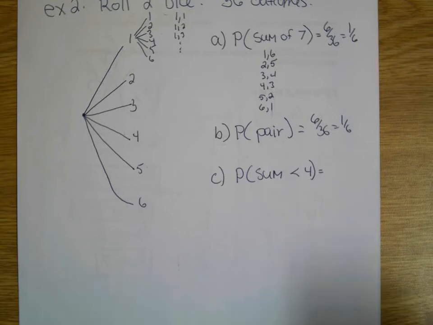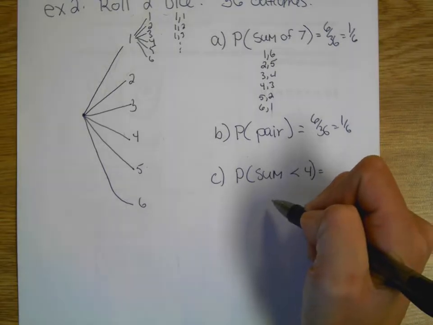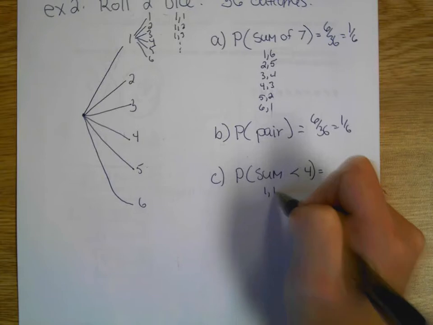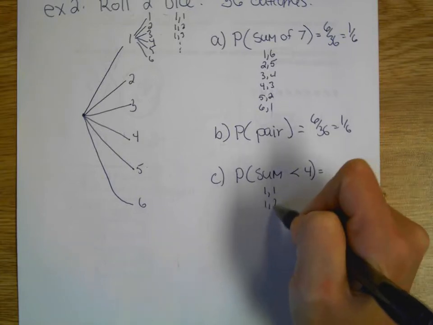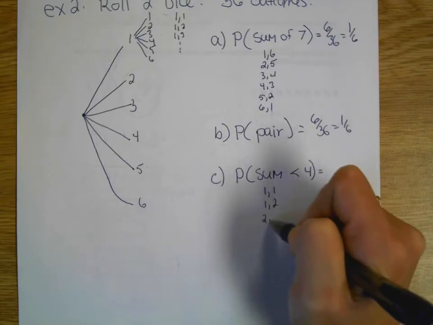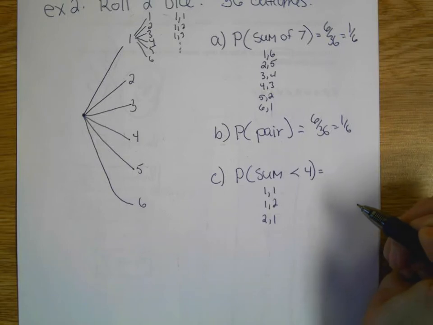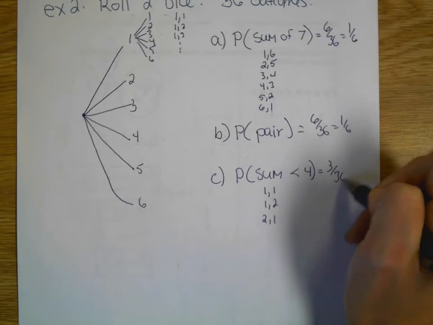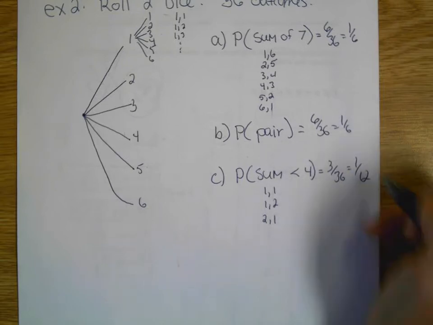Is it 4? Did you list them out? 3. What did you pick out? 1 and 1, 1 and 2, and 2 and 1. Best to list them out, and it is 3 out of 36, or 1/12.